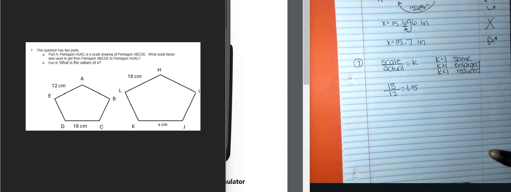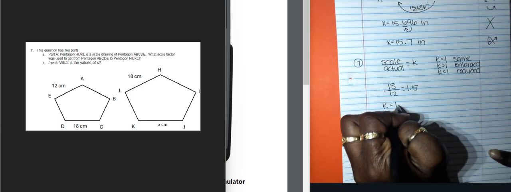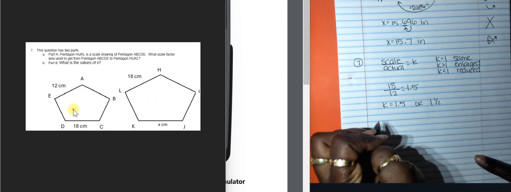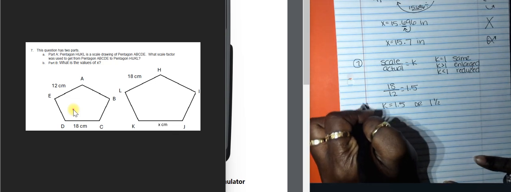So this is what we should have. So what this means is that K is equal to 1.5, or if you got a fraction, you're going to get 1 1/2. What this means is that I took the original here and I increased it 1.5 times. So it's 1.5 times larger than the original. So for part A, our answer, I'm going to put here A, our answer is going to be 1.5.